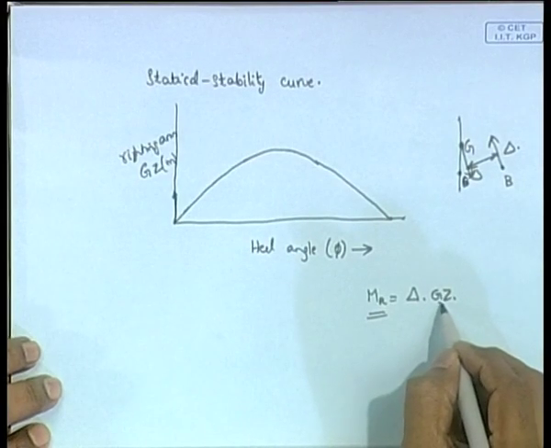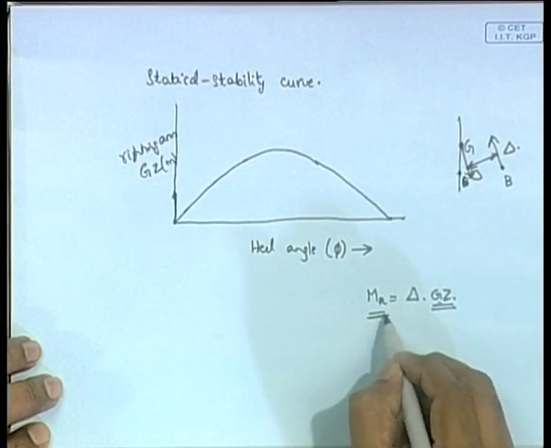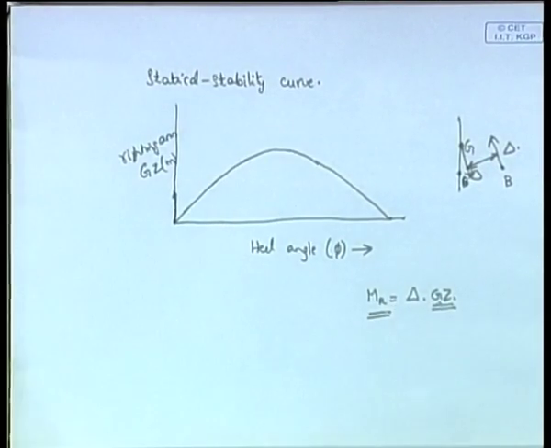So, if your righting arm increases, Gz increases, that means your righting moment increases, as a result of which your tendency to come back increases. The moment that asks it to come back to its original shape, original position, increases.